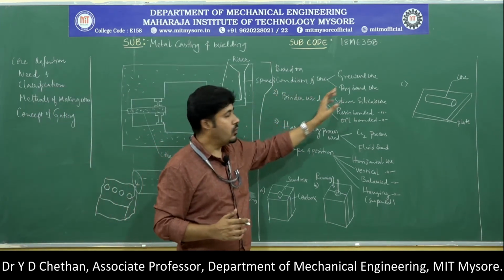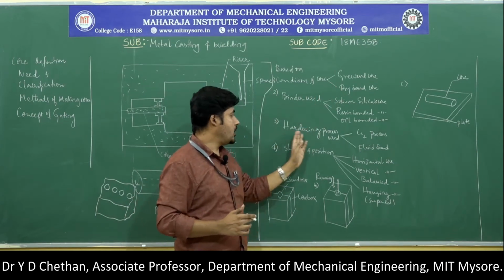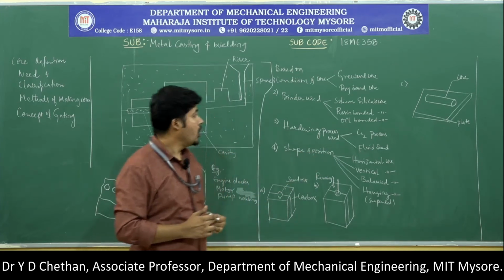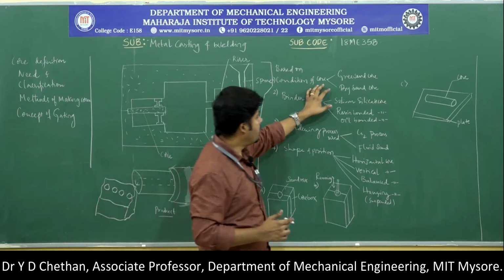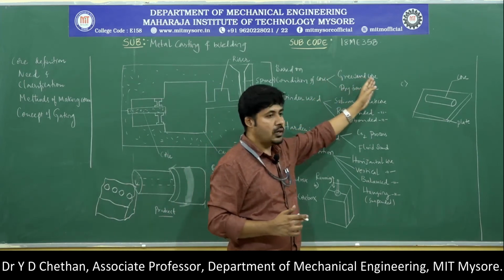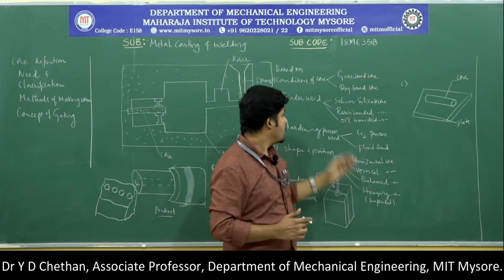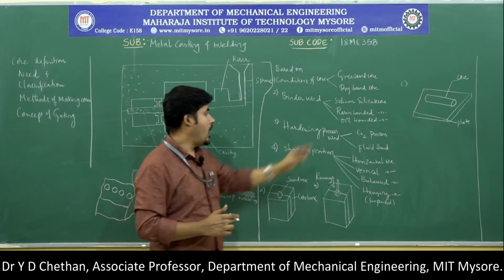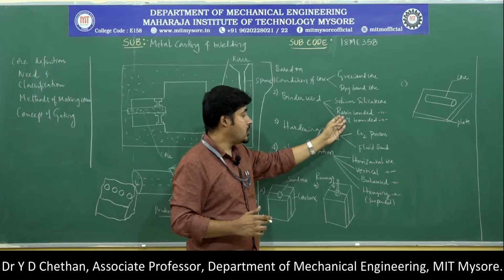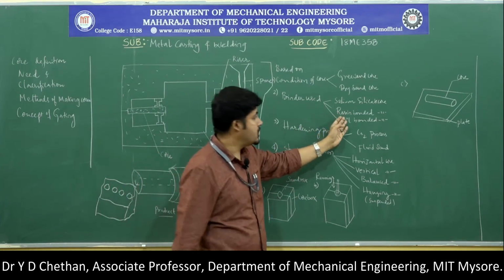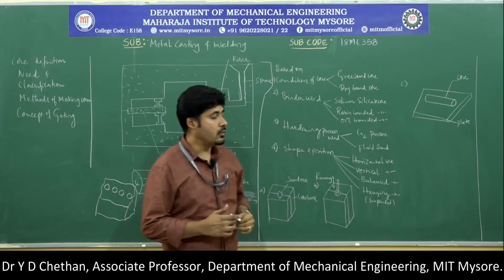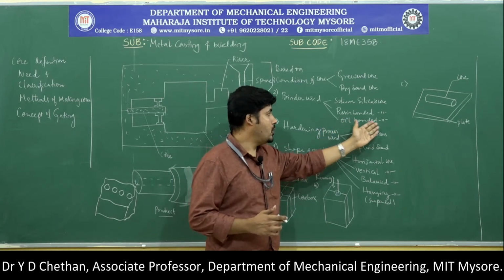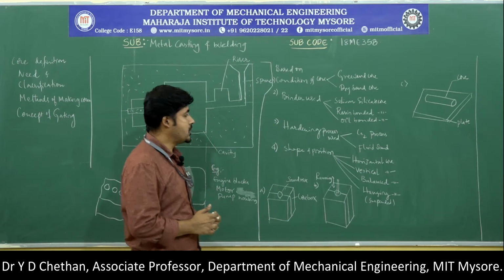Methods of classifying cores are based on the condition of the core, based on the binder being used, based on the hardening process used, and the shape and position of the core. In condition of core, we have two different types, that is green sand core and dry sand core. In binder used, we have solid silicate core, and if you consider resin as the binder, then we call this resin bonded core. If you consider vegetable oils or some sort of oil, then we call that oil bonded core.